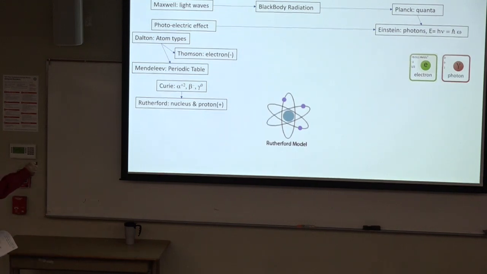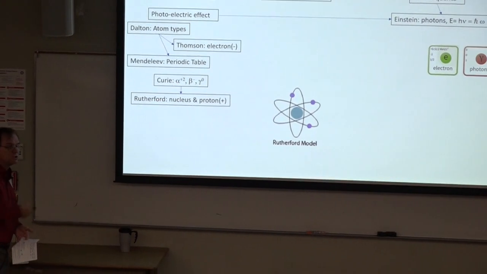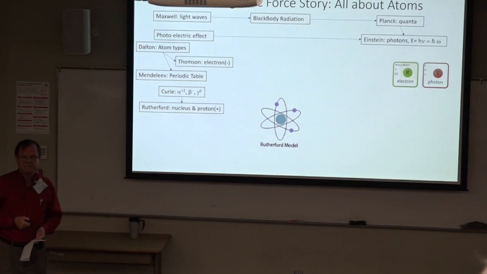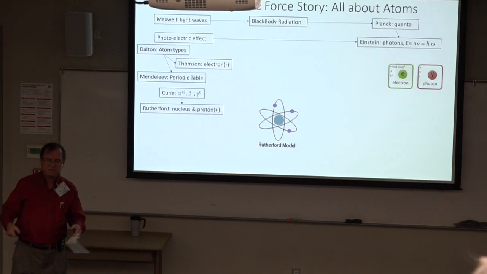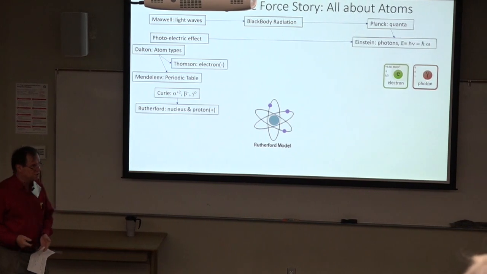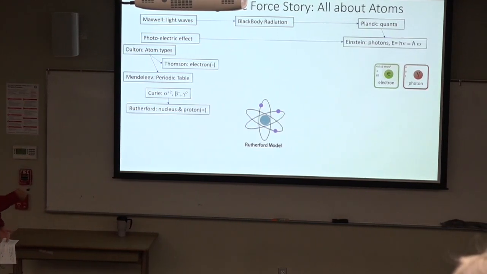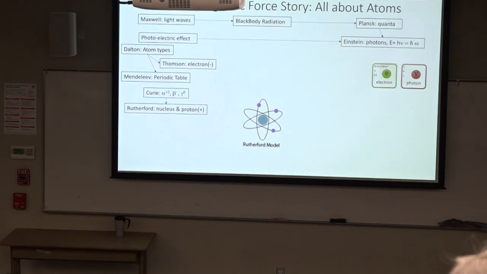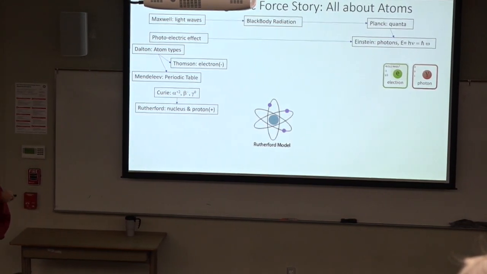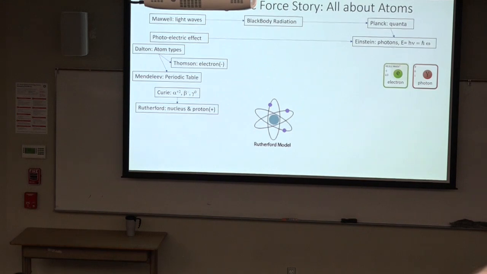Rutherford comes along, he takes these alpha particles, shoots them at stuff, and realizes that the positive stuff, it's not the whole pudding, it's just in the middle. So we have a new picture of an atom that looks sort of like that. People have been seeing this picture for a long time, but we're going to go a little bit beyond that.